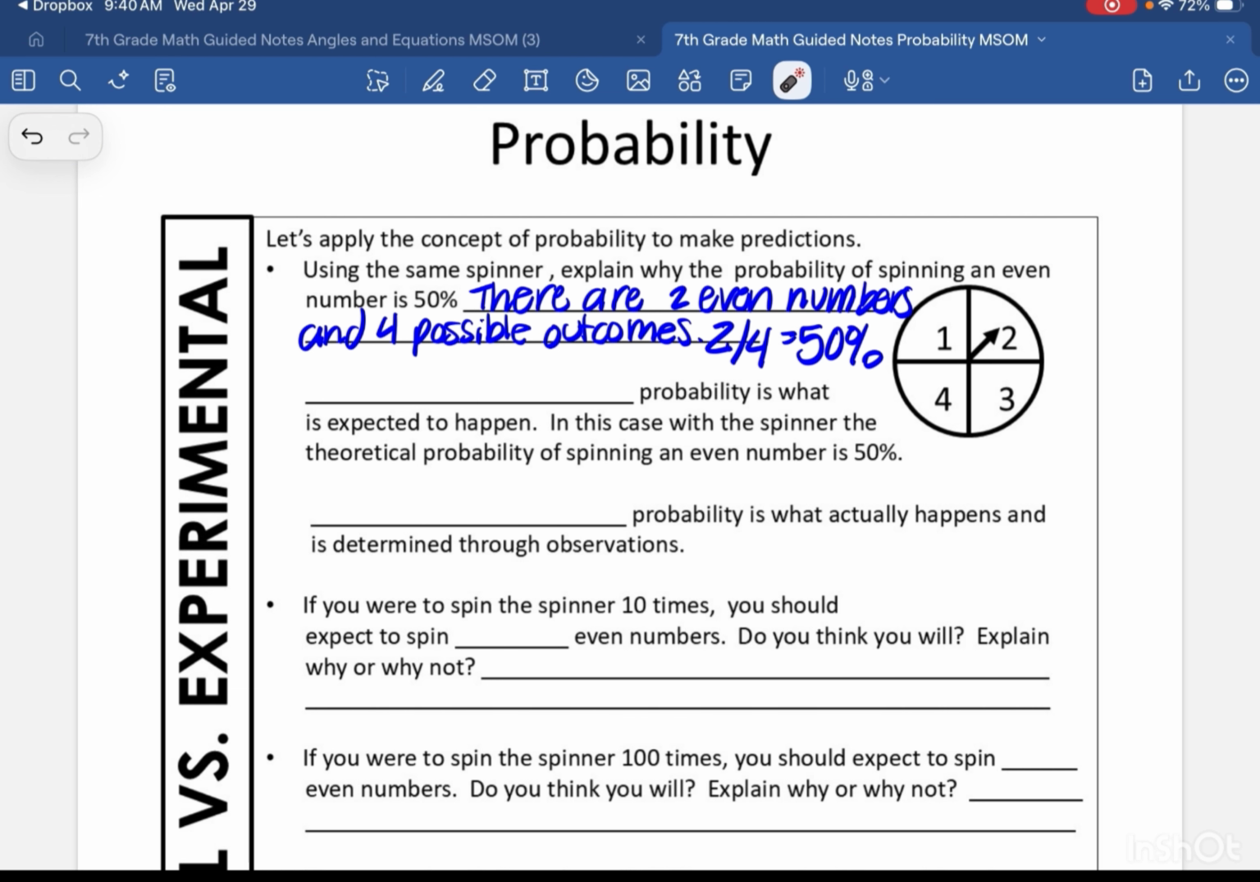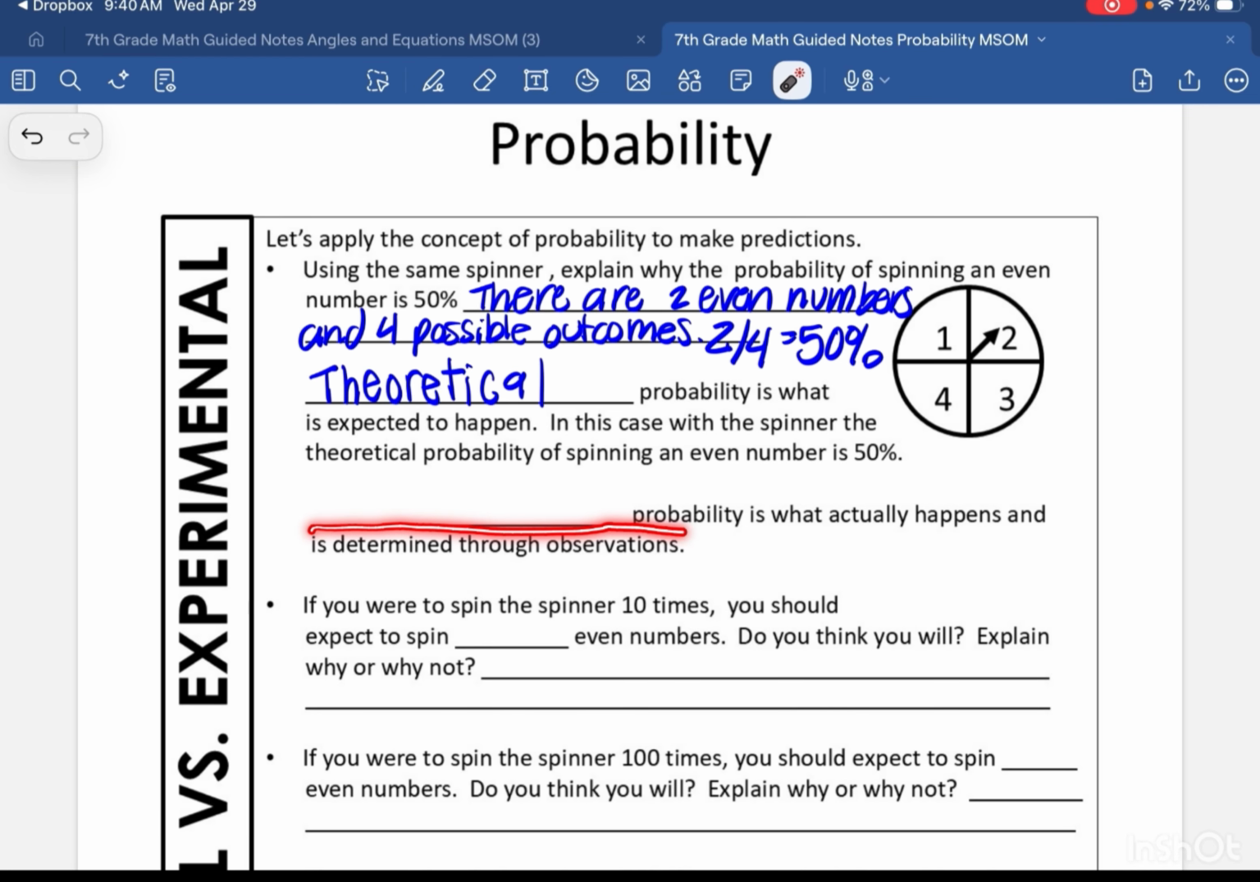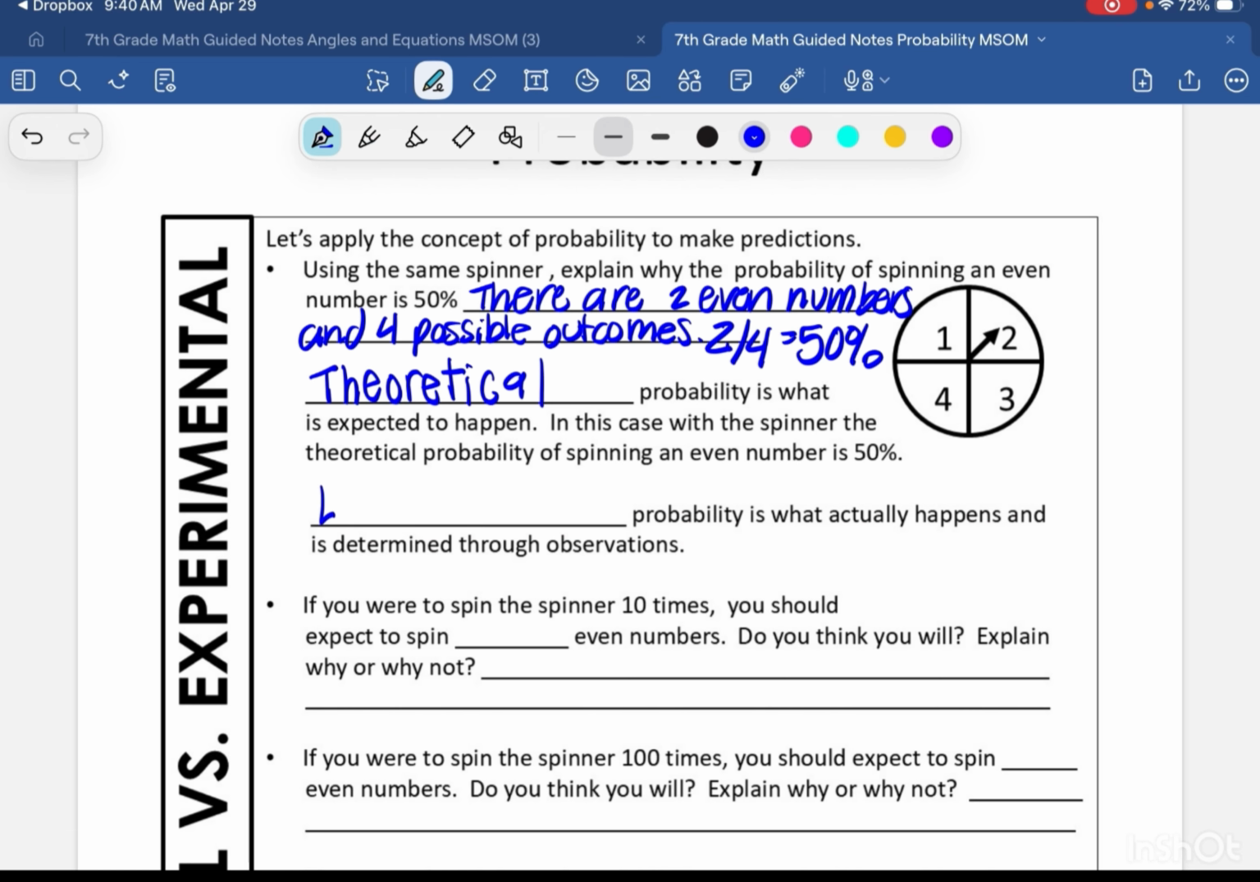Okay, so mathematically we calculated that it should be 50%. That is called theoretical probability. That is what mathematically is supposed to happen. Let's contrast that with what actually happens. Blank probability is what actually happens and is determined through observations. So that is called experimental probability. That is what, when I spin a spinner, 50% of the time I may get an even number or I may not get an even number.